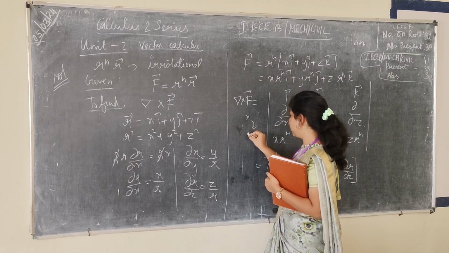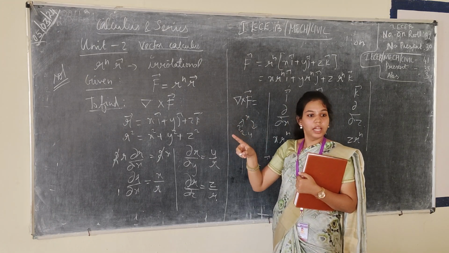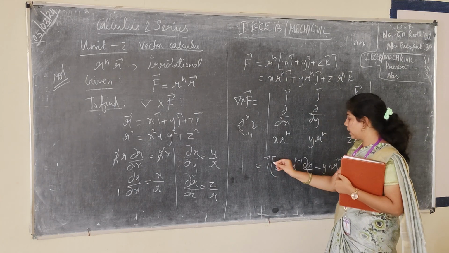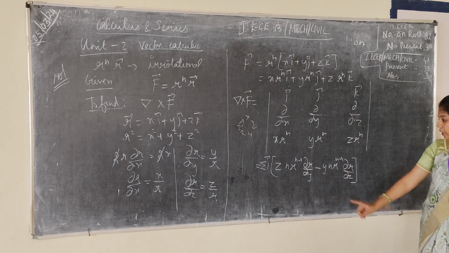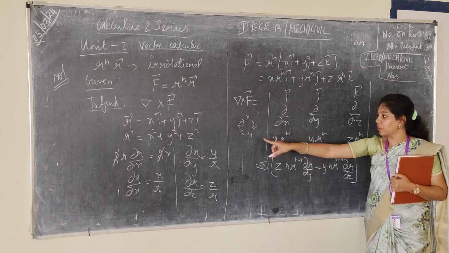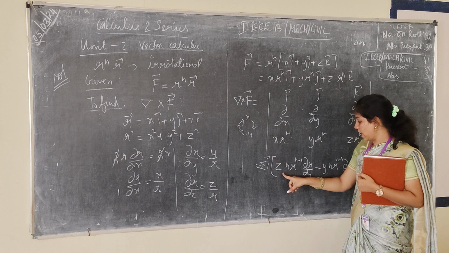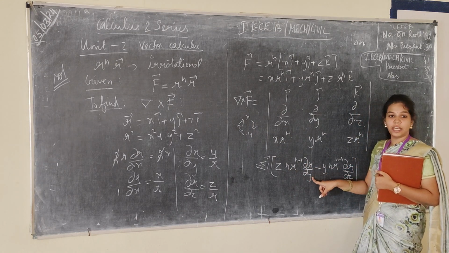X corresponds to y, y to z, z to 1. The same process is repeated, so I can put it as a summation. Next, similarly, j vector into x, z after x: x into n into r power n minus 1 dou r by dou z.